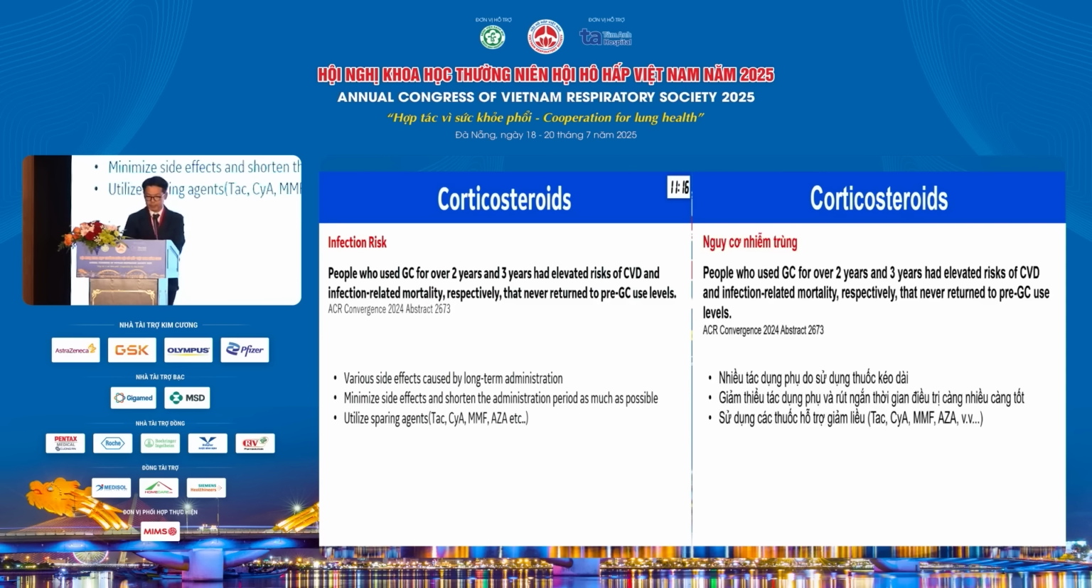In particular, regarding the risk of infection, it has been reported that after 2 to 3 years of corticosteroid administration, the risk of infection does not return to the level prior to administration. So, administration of corticosteroids for a shorter period is recommended. Therefore, it is important to avoid long-term administration of corticosteroids and use steroid-sparing agents in small doses for short periods of time.